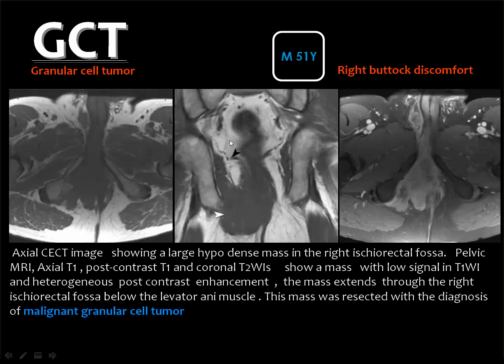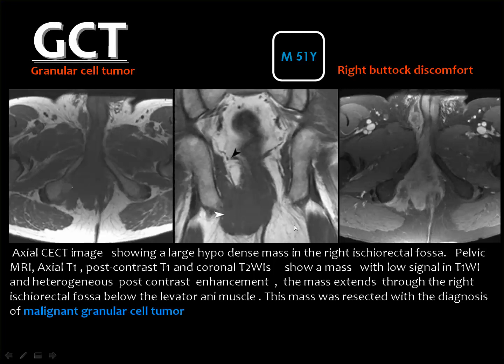Actually, the granular cell tumor may present as a benign mass, or sometimes it may present as a malignant lesion, as you can see in this particular case, where you see an infiltrative mass involving the anal area, extending into the pelvic floor, as well as infiltrating the right ischiorectal fossa.